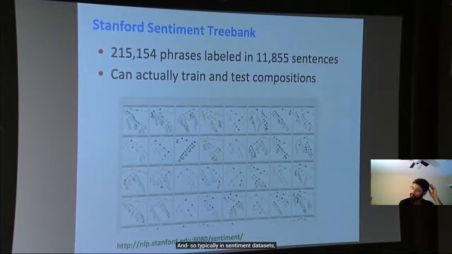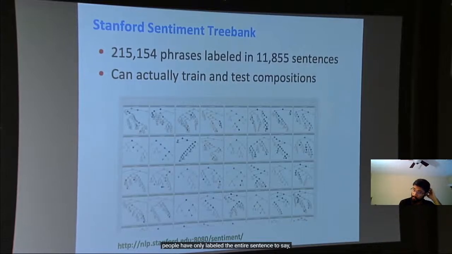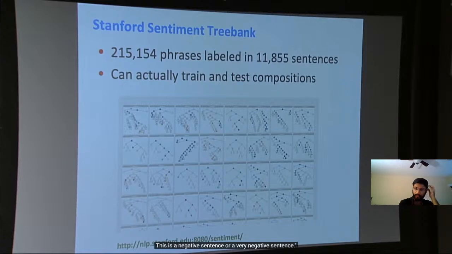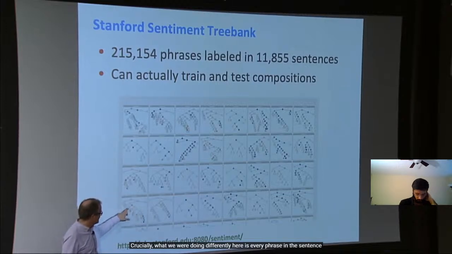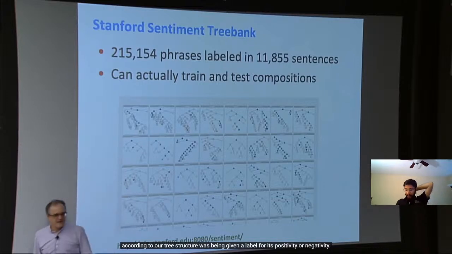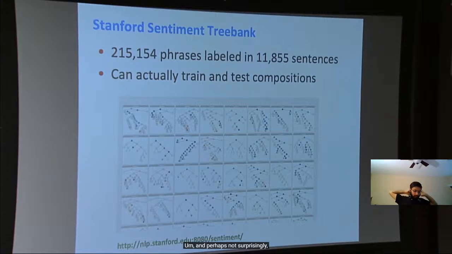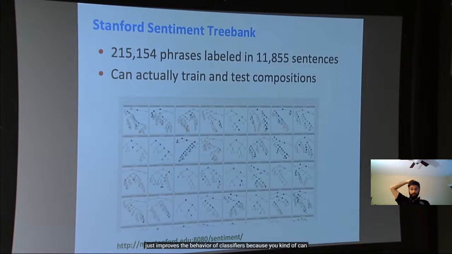And so typically in sentiment data sets, people have only labeled the entire sentence to say this is a positive sentence or a very positive sentence, this is a negative sentence or a very negative sentence. Crucially, what we were doing differently here is every phrase in the sentence, according to our tree structure, was being given a label for its positivity or negativity. And perhaps not surprisingly, just the fact that you have a lot more annotations like that improves the behavior of classifiers, because you can do better attribution of which words in a sentence are positive or negative.